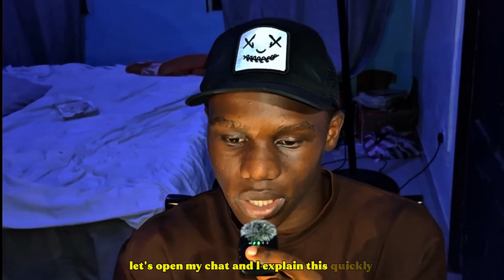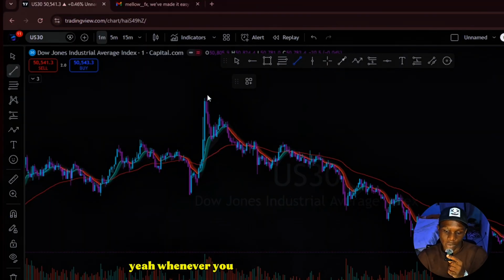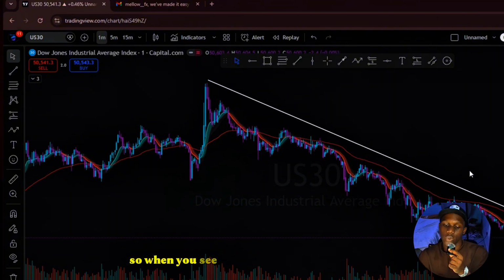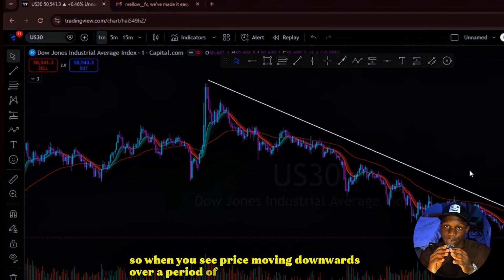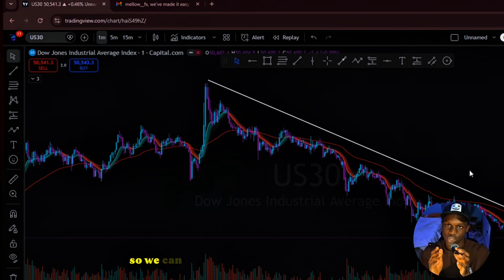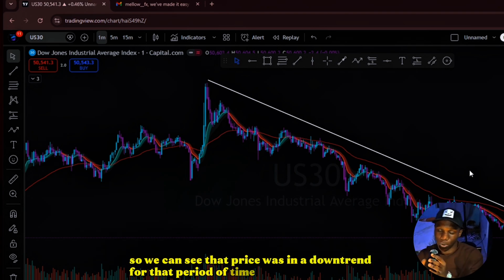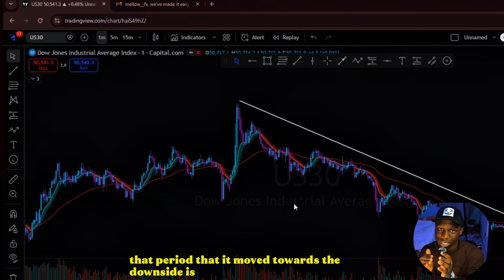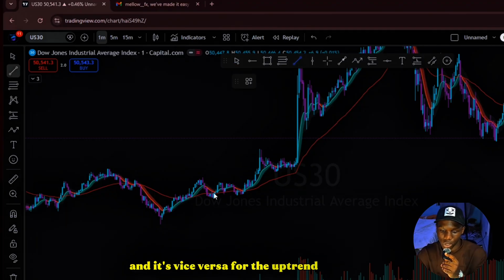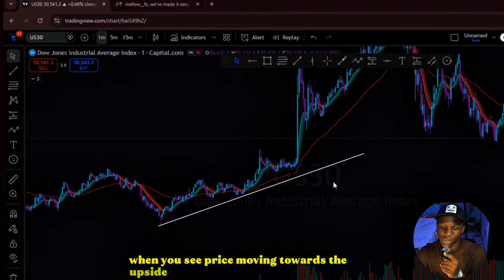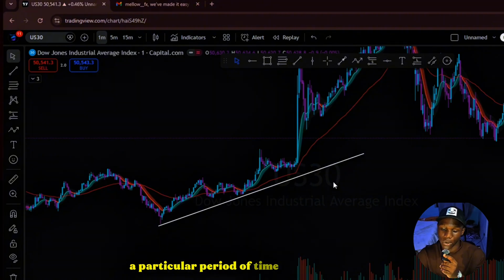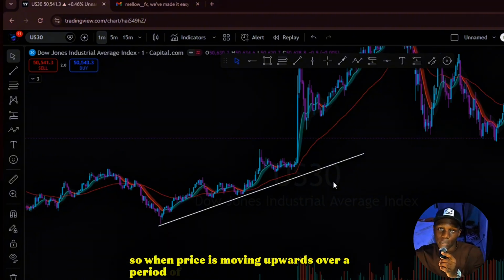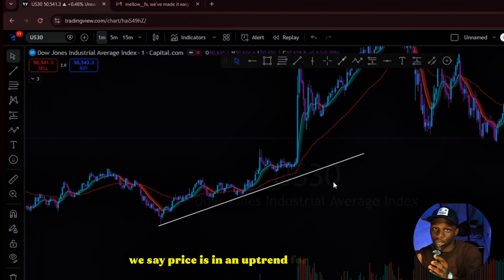Let me open my chart and explain this quickly. We're going to start with the downtrend. Whenever you see a downtrend, this is what it looks like. Price moves downwards. When you see price moving downwards over a period of time, that period is called a downtrend. It's vice versa for the uptrend. When you see price moving towards the upside for a particular period of time, we call that period an uptrend. So when price is moving upwards over a period of time, we say price is in an uptrend for that period.